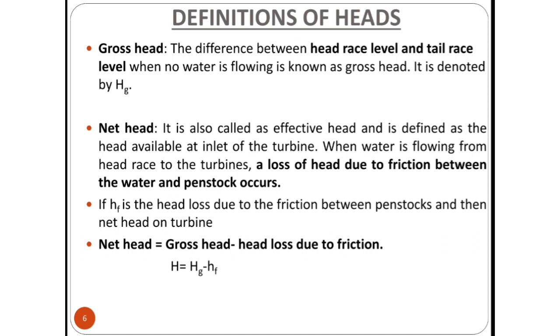If you consider head loss due to friction as Hf, then the net head on the turbine we can calculate as net head is equal to gross head minus head loss due to friction. So H is equal to Hg minus Hf, where H is the net head, Hg is the gross head, and Hf is nothing but the head loss due to friction. Head loss due to friction occurs due to the friction between the water and the penstock when water is flowing through the penstock.